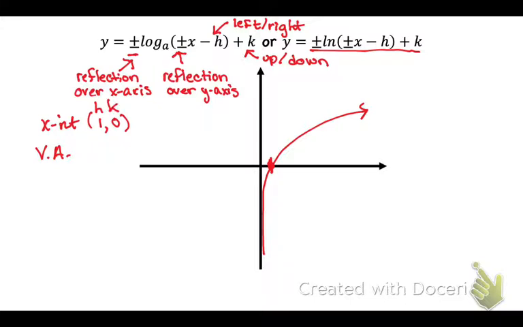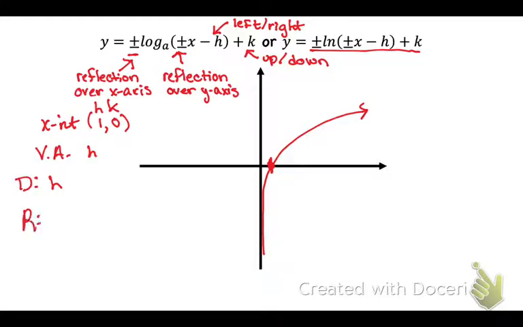What changes my vertical asymptote? What part of this would change my vertical asymptote? What do you think? H or k? Okay, so that's going to be affected by h. My range is also going to be affected by what? H. What about my domain? I said that wrong. This is domain, right? Yes. My domain is going to be affected by h.